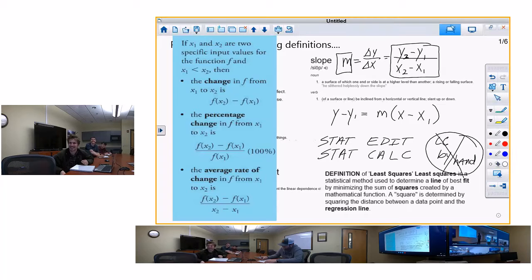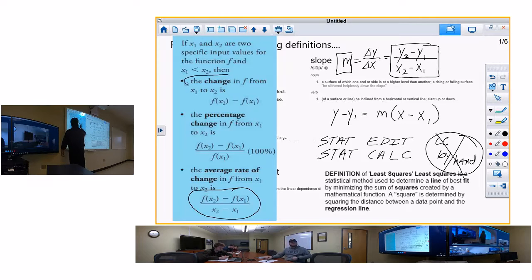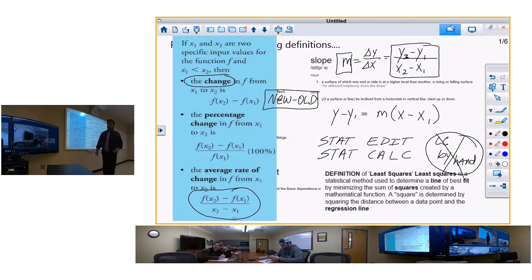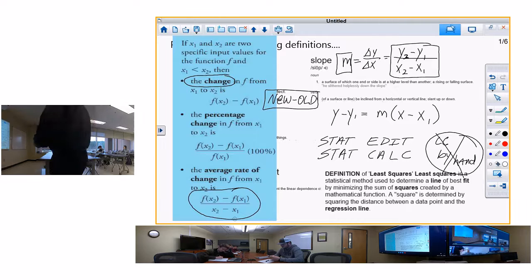All right, so here's the slope. Now, up here, if you look at this, this is the change. Some of these questions are going to ask for the change. New minus what? Remember, new minus old. Your most recent number minus your older number. This one, new minus old over old.